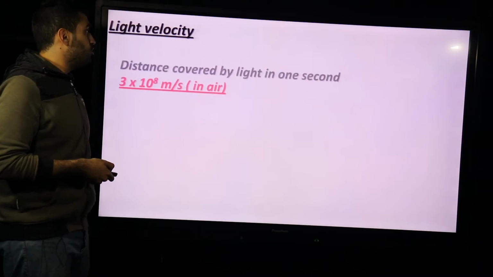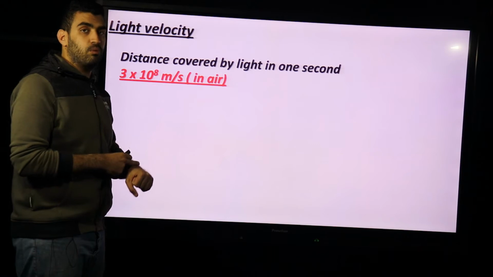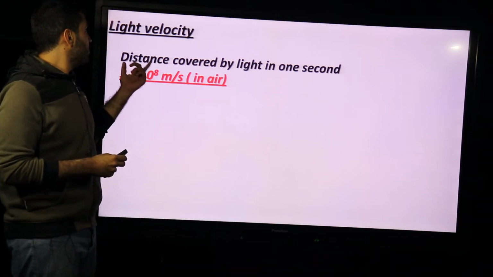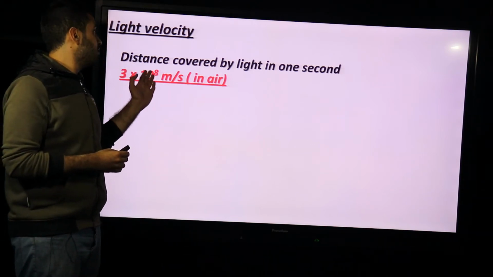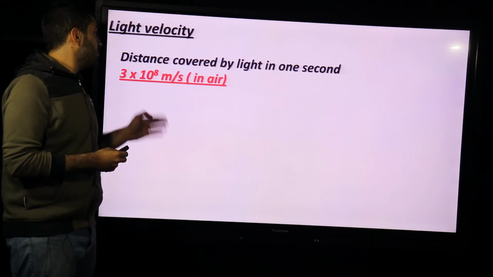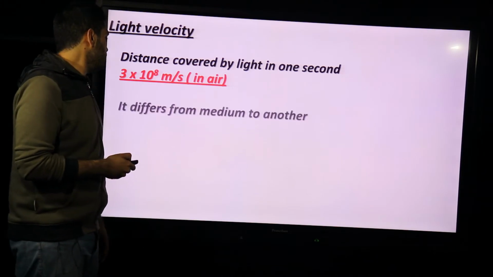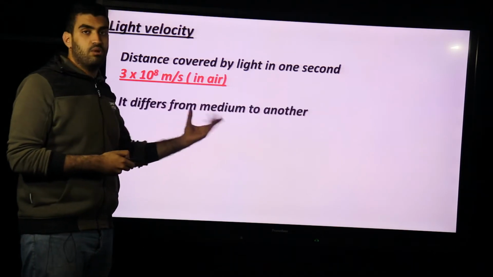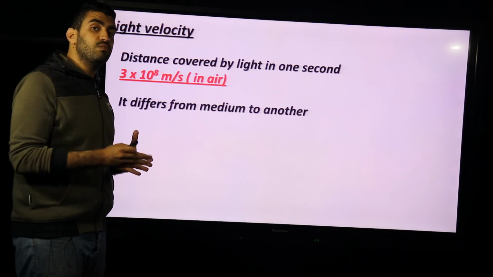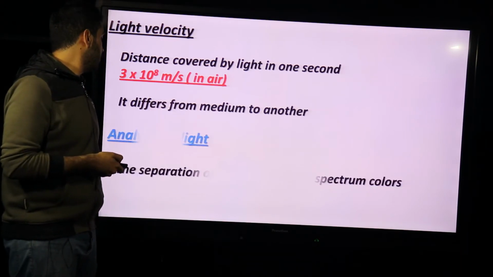The velocity of light. To measure the velocity of anything, we have to measure the distance covered in 1 second. So what's meant by the velocity of light is the distance covered by light in 1 second, which equals 3 times 10 to the power 8 meters per second in air. It differs from one medium to another. For example, light moves slower in glass than in air.